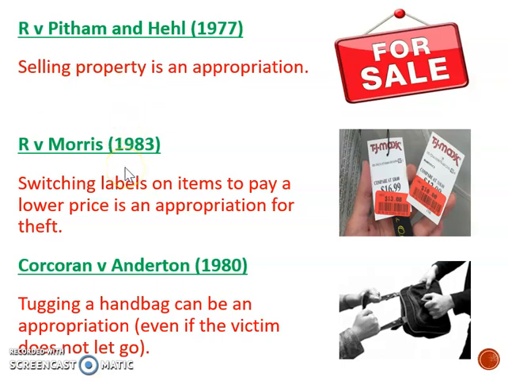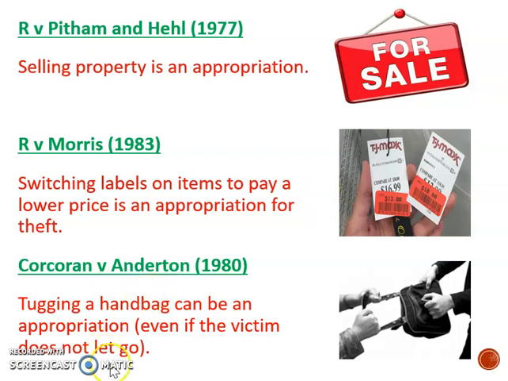In the case of Morris, it was held that switching labels on items in a shop so that you can pay a lower price is an appropriation for theft, because only the shopkeeper or the owner of the items has the right to determine what labels go on it. So switching the labels can be an appropriation.